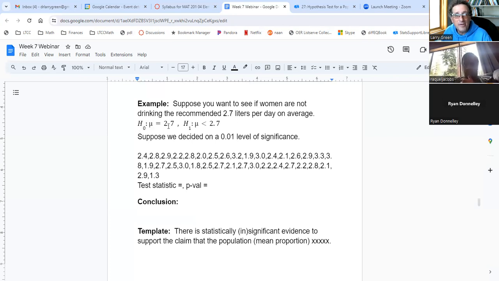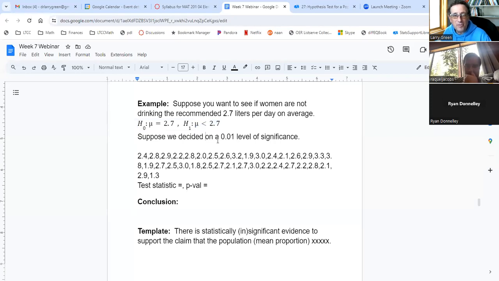So H naught is mu equals 2.7. H1 is mu is less than 2.7. Okay, so here if you drink too much, usually that's okay. I mean, you don't want to drink 1,000,000 gallons or something, but if you drink 4 liters a day, that's fine. But if you drink 1 liter a day, that's not okay. Does that make sense? Okay, so we're gonna do a left tail test here.